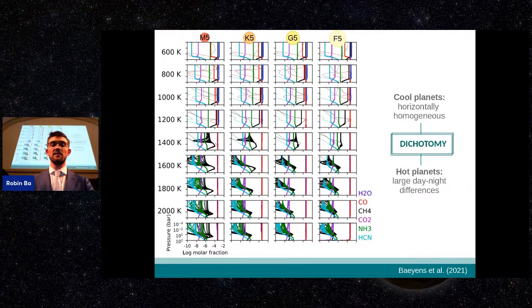So the cool planets tend to be chemically homogeneous. For each different color, which is a different elemental chemical species, these lines all fall on the same plot or on top of each other. And for the hot planets, we have these lines falling in different positions in the diagram. So there we have, depending on the location, a different chemical composition. So potentially large day-night differences in the chemistry.